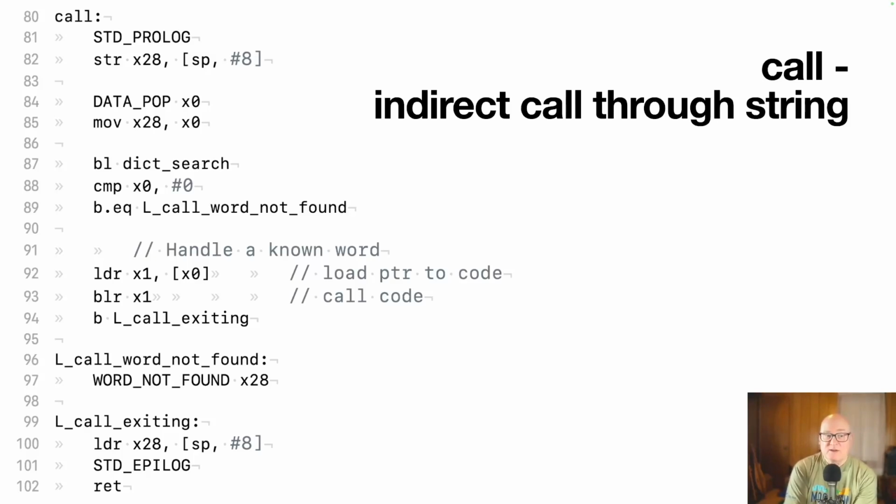Okay, so the only other piece is 96 there. If the word wasn't found, we call word not found and we'll pass X28. Well, X28 was the pointer to the word that we saved up in 85, so it can print a message like, can't find word foo, and that macro called in 97 will do that. Okay, so this is the mechanism that's going to let us do some testing.